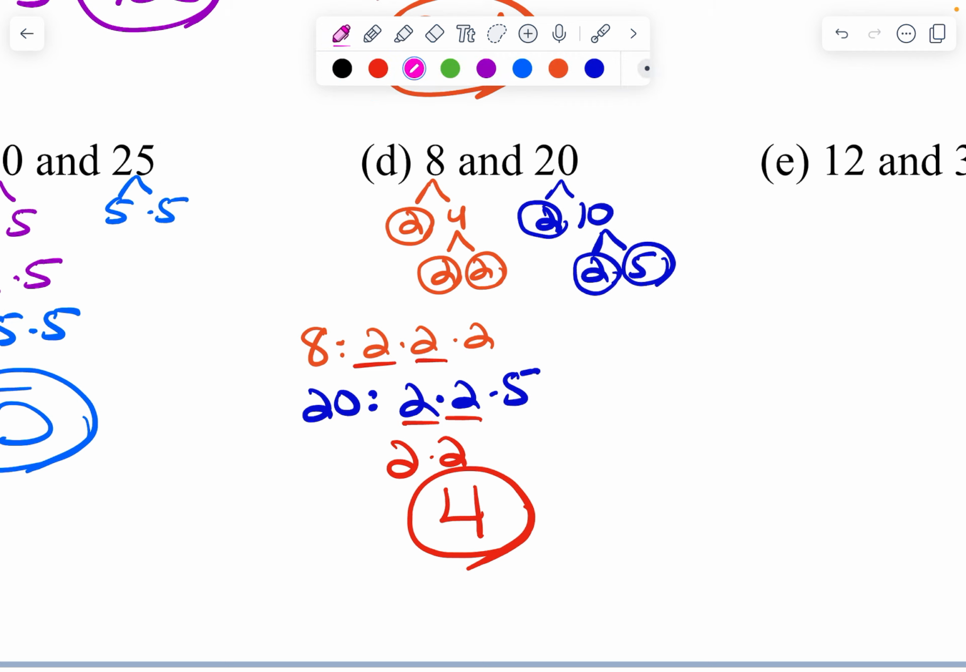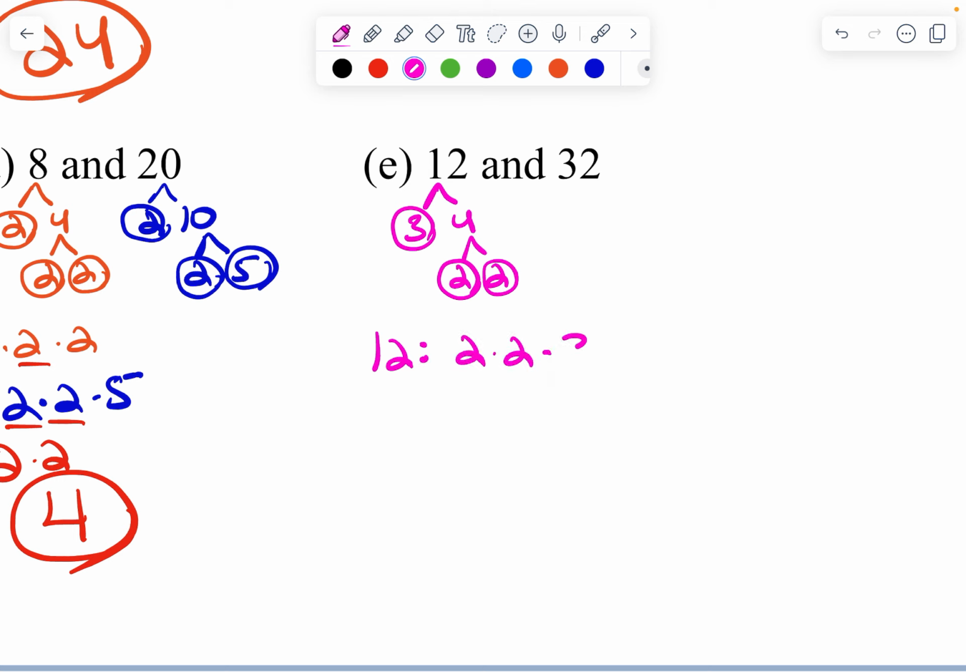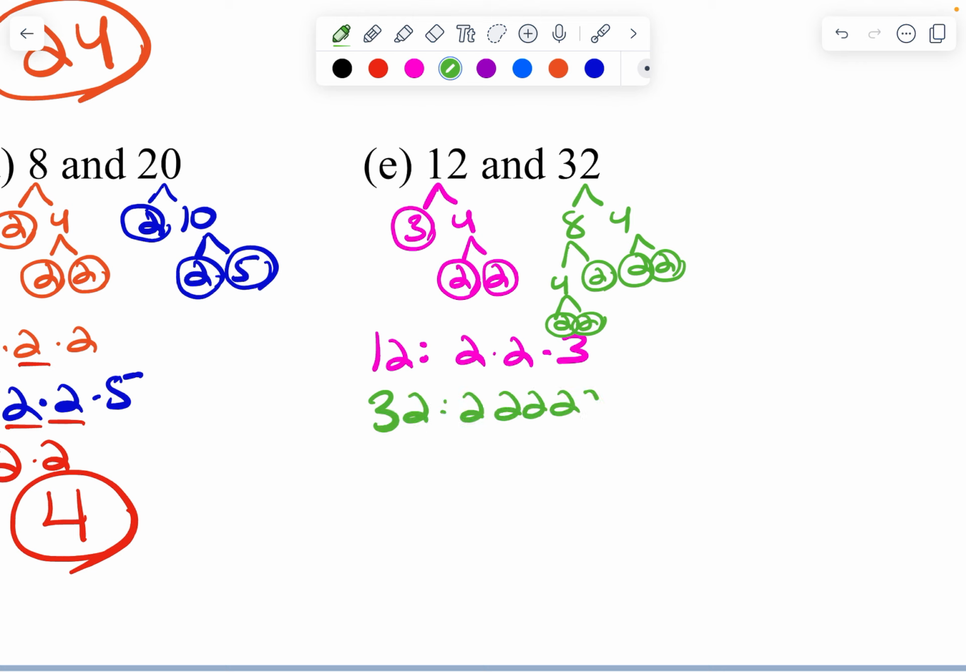All right, last one for this video, and that's going to be what happens with 12 and 32. So let's break these down. So for 12, let's say I do 3 times 4. 3 is prime. 2 times 2 for 4. So for 12, we have 2, 2, and 3. For 32, let's say I do 8 times 4. Well, 4 is going to be 2 and 2. 8 would need to be 4 times 2. And there's another 2 and another 2. So a grand total of 1, 2, 3, 4, 5 2's. Make sure I write them all down here. So 32 is 2, 2, 2, 2, and 2.